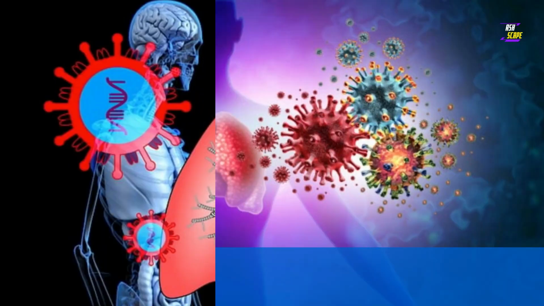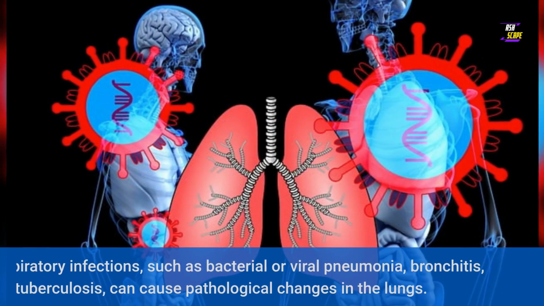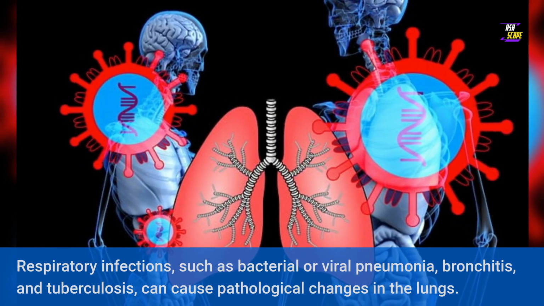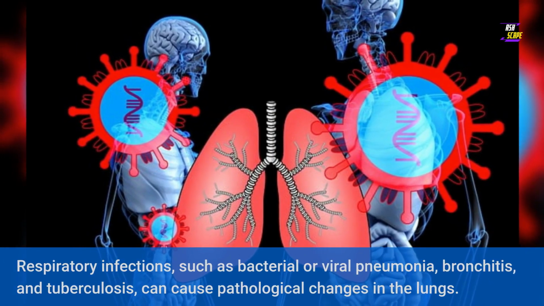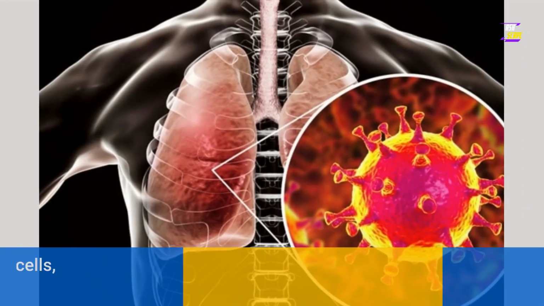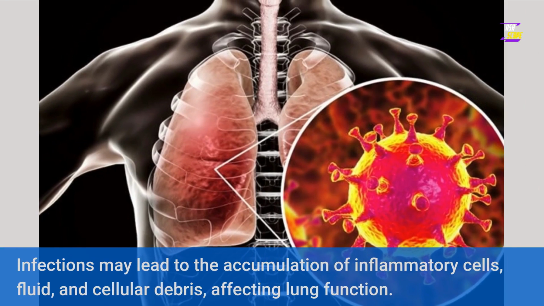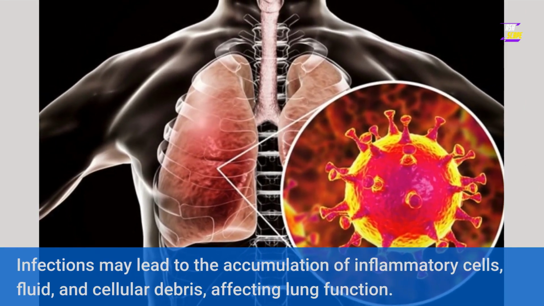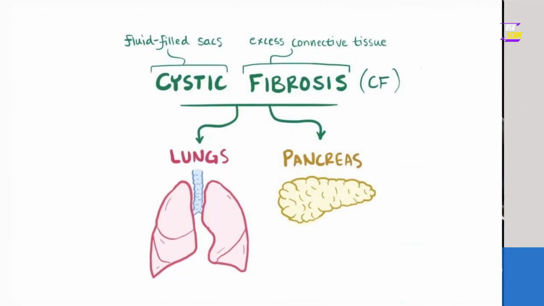2. Infection. Respiratory infections, such as bacterial or viral pneumonia, bronchitis, and tuberculosis, can cause pathological changes in the lungs. Infections may lead to the accumulation of inflammatory cells, fluid, and cellular debris, affecting lung function.